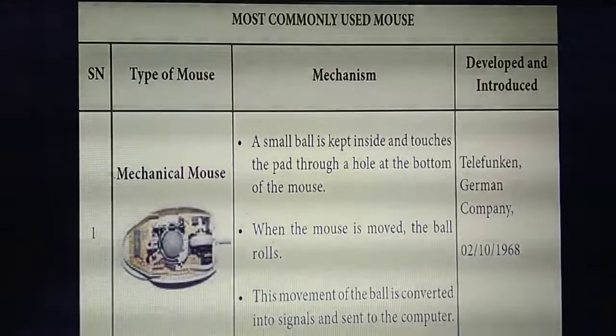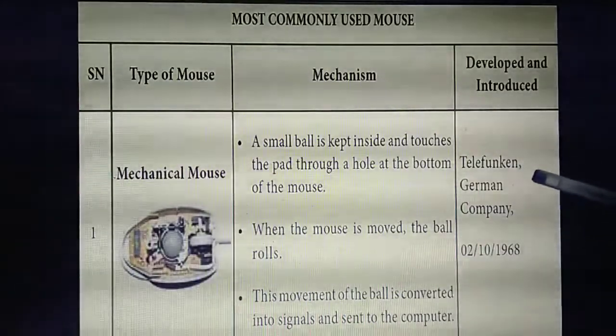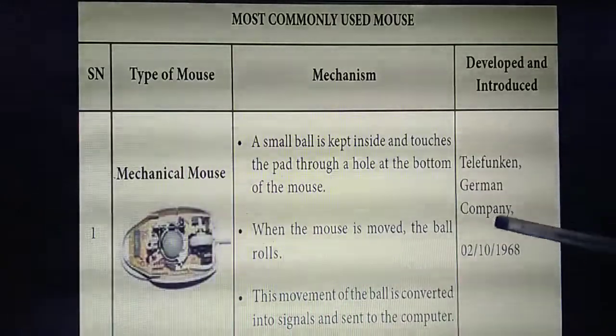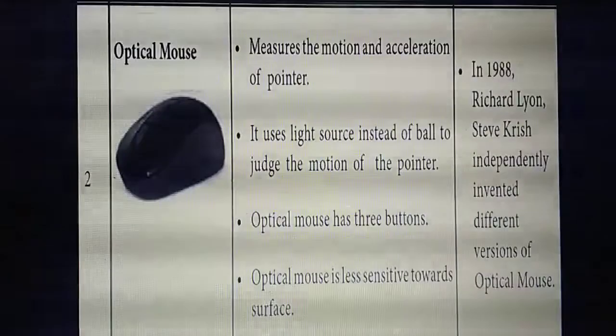Sometimes they will ask for the one word question. Which company introduced this mechanical mouse? Telefunken, a German company. At which year? 1960. Okay. So the next type of mouse is the optical mouse.